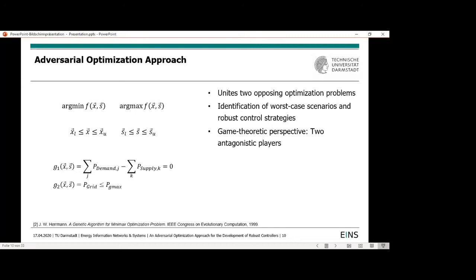This adversarial optimization approach can also be understood from a game theoretic perspective, where we have two competing players, the players being both optimization problems. In this work, evolutionary strategies are used to iteratively evolve and identify worst case scenarios on the one hand, and corresponding robust control strategies on the other hand. Therefore, a method already used in the literature is compared to a method which we propose in our work.